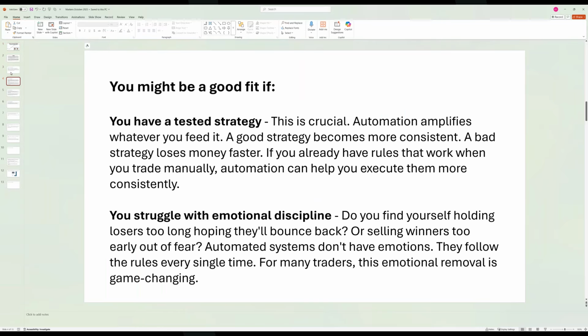I like using the term system, even though it's sort of a derogatory term in trading, because you hear people say, I've got a system, I'm going to sell you a system. It's not really about a system, but rather a strategy for trading. A good strategy becomes more consistent. A bad strategy doesn't. Bad strategies lose money. So if you already have rules that work when you trade manually, automation can help you execute them more consistently.